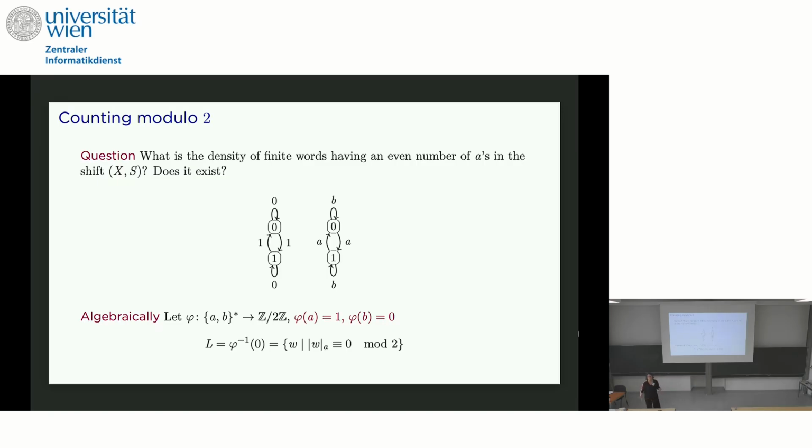The states give me the value that I'm looking for, how many A's I've seen in the prefix. If I look only at the pre-image of 0 by my morphism, it corresponds, when you stop at 0 in the prefix, to having seen an even number of A's. That's what you see on the graph.